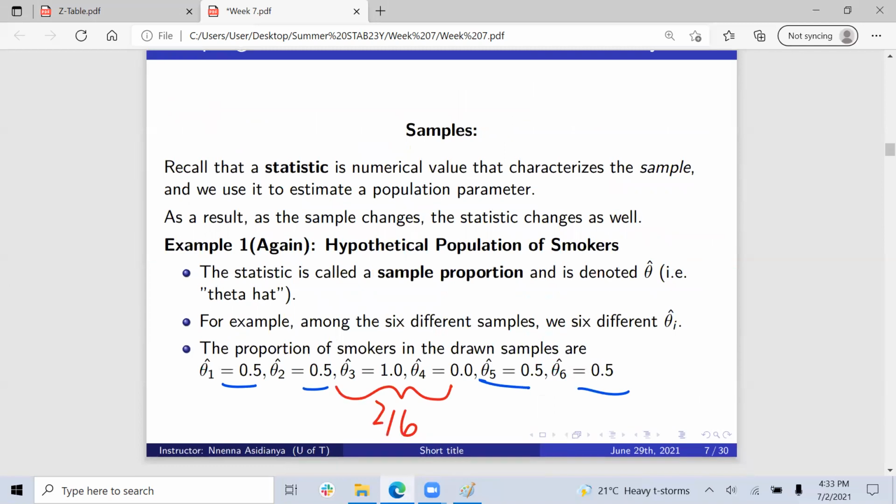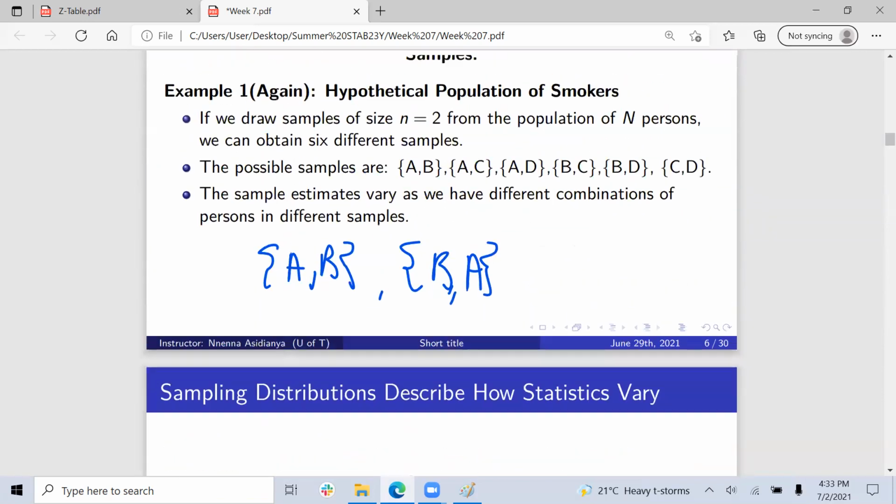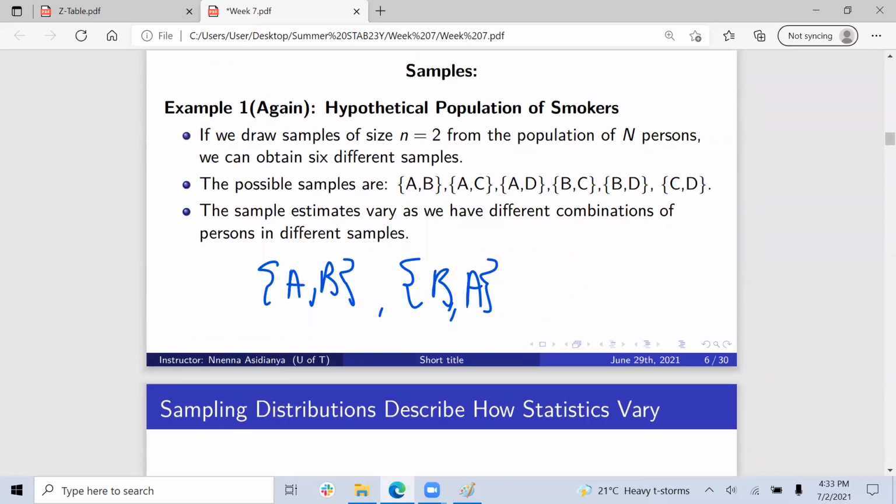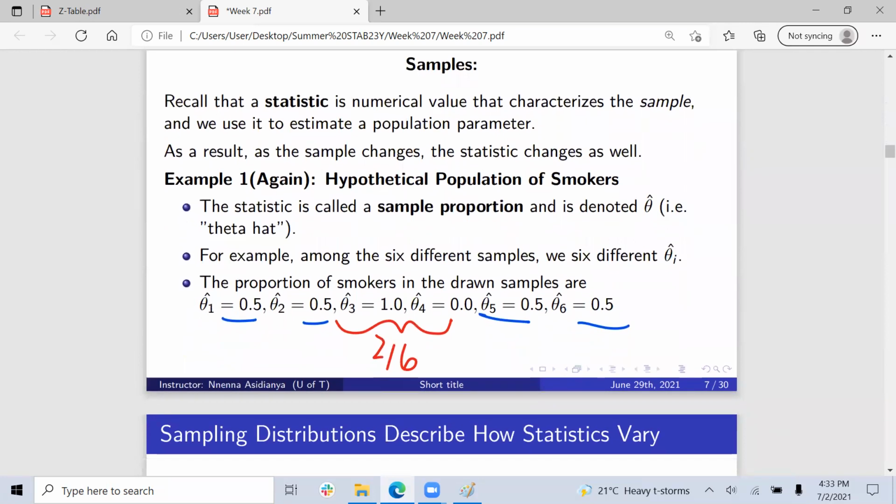And the reason why it's random is because each time we get a different sample of size 2, the proportion of smokers is changing. Whenever you have a change in the outcome that is happening because of a random process, and the random process here is the changing of the sample itself, not the sample size. Because the sample changes from like A, B to A, C, etc., it's a random process, because each time you're going to get a different estimate for theta hat. Sometimes the estimates will be the same, sometimes not, right?